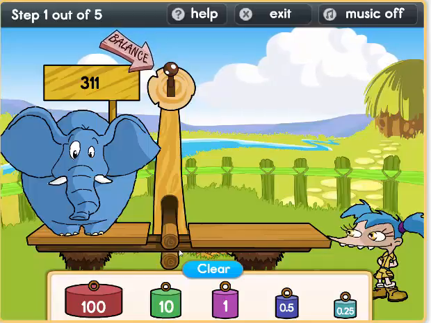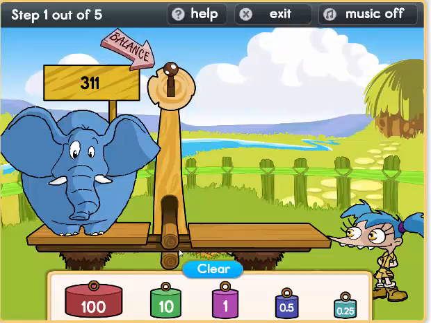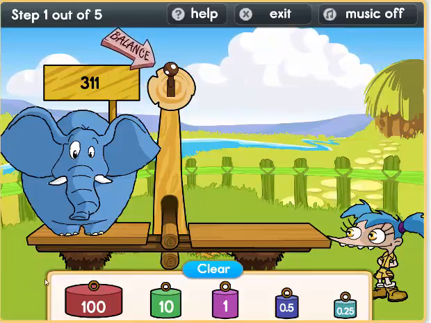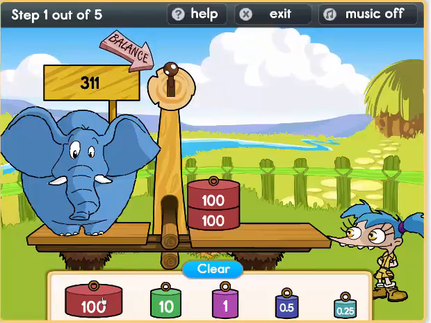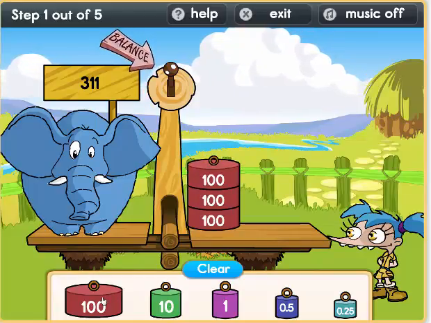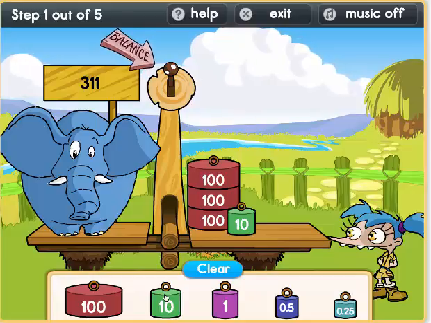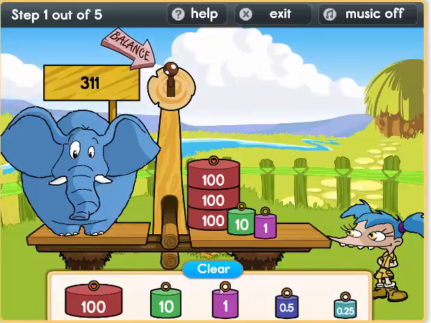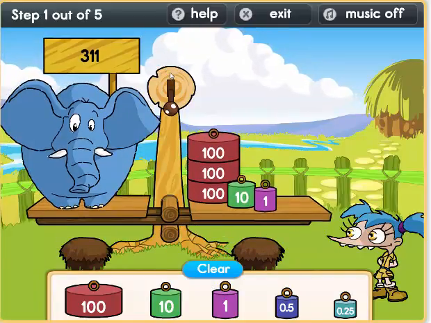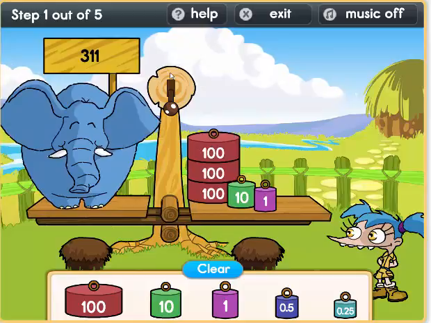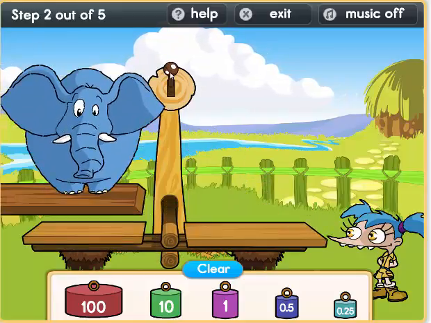Ooh! Mr. Elephant weighs 311 kilos. Wow! What shall we do? Okay, we have 100, 200, 300. Now we need 11. 10 plus 1 equals 11. Do you think this is right? Let's have a go. Well done.